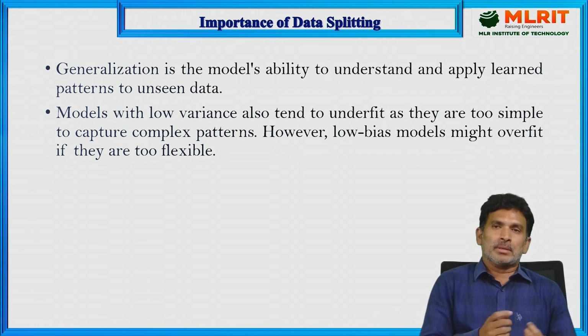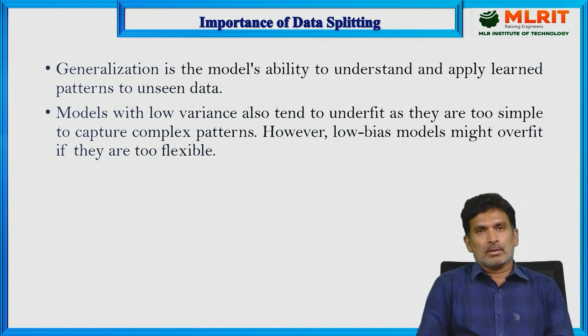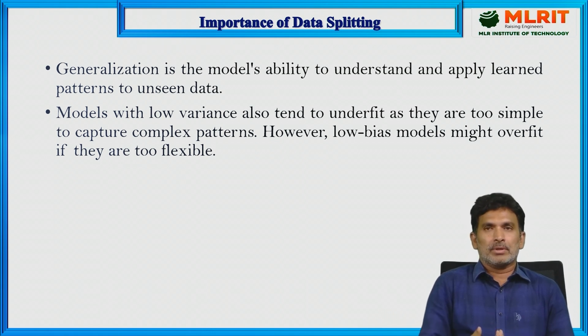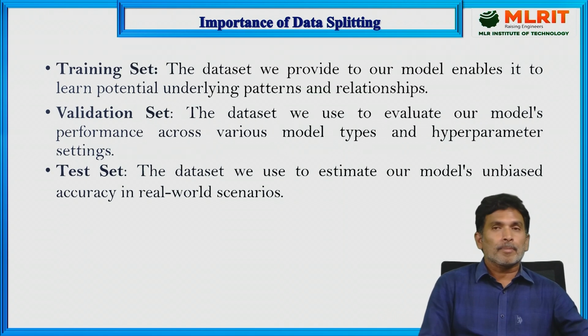That means the simple model and the complex model. For the simple model the variance is very low, and the model is too simple, so it would not capture the underlying patterns in the data. But low bias models might overfit because they are too flexible. So how can we find the optimal one? That is the key takeaway from this video lecture.